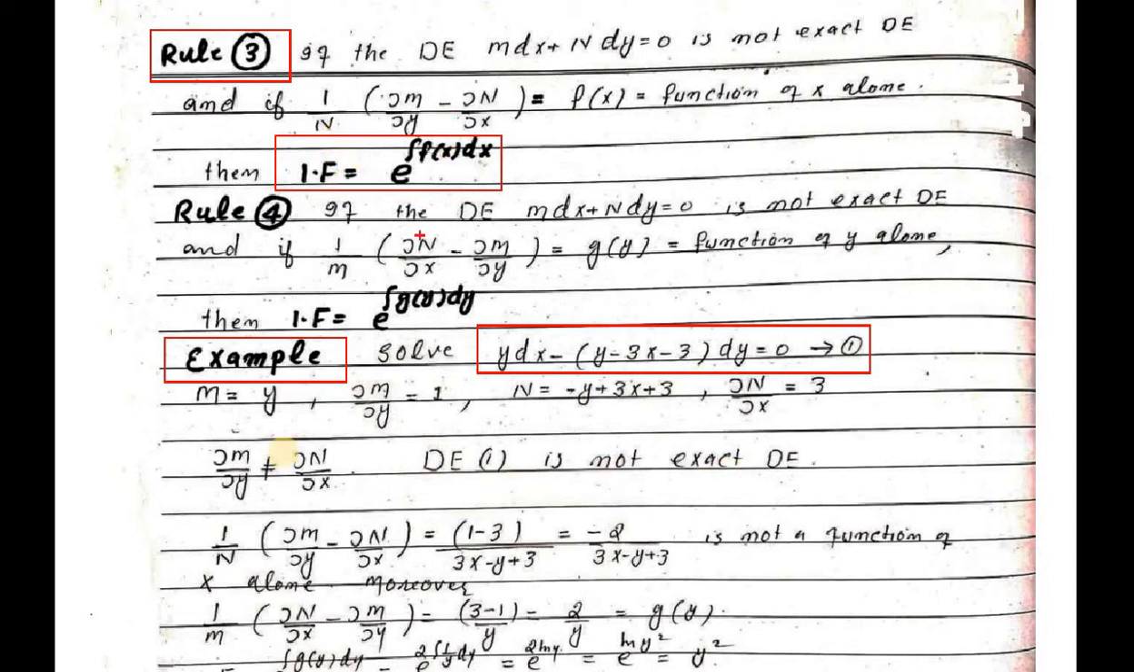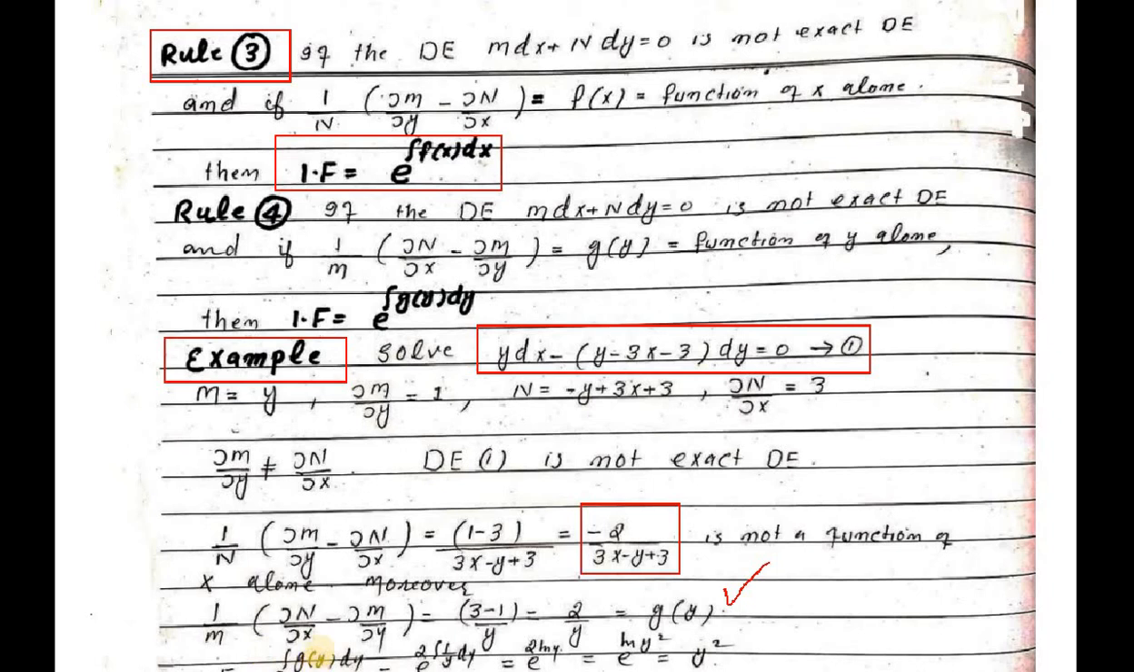Now we have to take this expression. Taking that expression and putting in the values, we get minus 2 divided by 3x minus y plus 3. Since here we did not get a function of x or y alone, we will ignore this result. We will not take this one. Now taking the other expression, here we have two expressions. This is the first expression, this is the other expression. Putting in the values, this gives 2 over y, which is a function of y alone. Hence we will take this result to find the integrating factor.